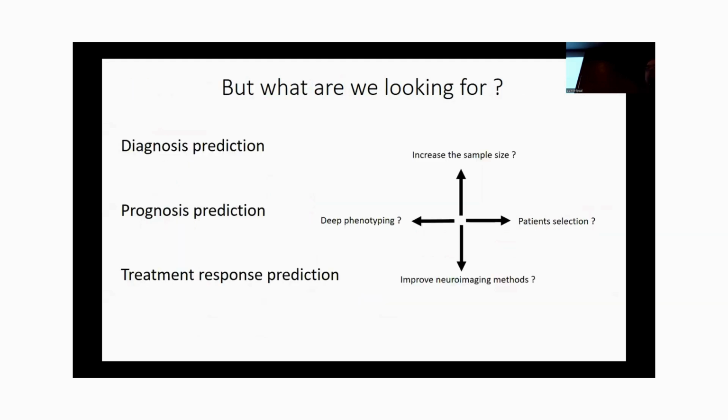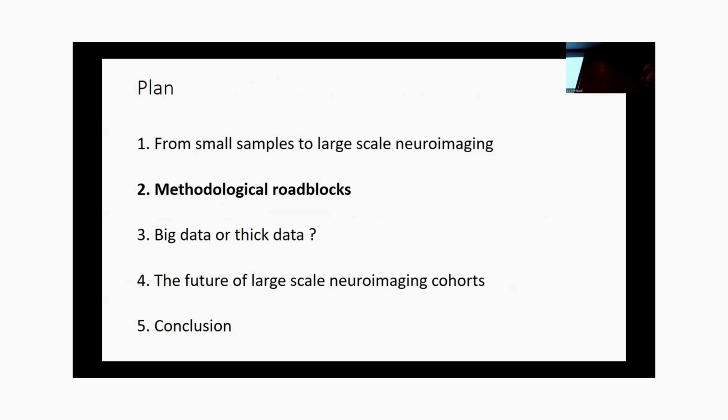I think also the question is, what do we want to obtain from those large-scale neuroimaging studies? Are we trying to find tools to predict the diagnosis? Are we trying to do prognosis prediction or to predict the treatment response? That's, I think, an open question. It depends on every group. But so far, I think the results are quite deceiving because we're only able to find associations with a small effect size mostly.